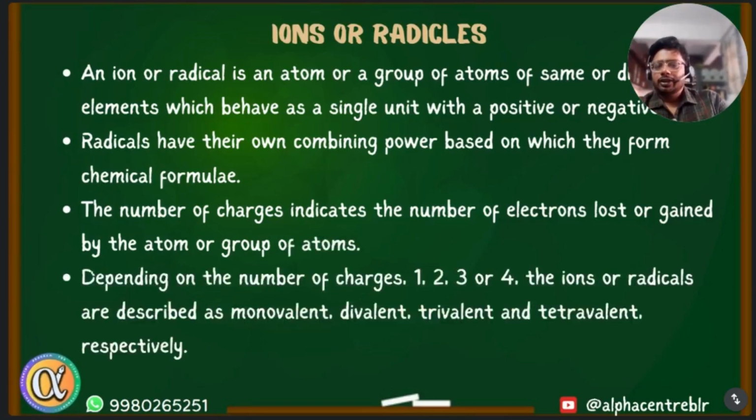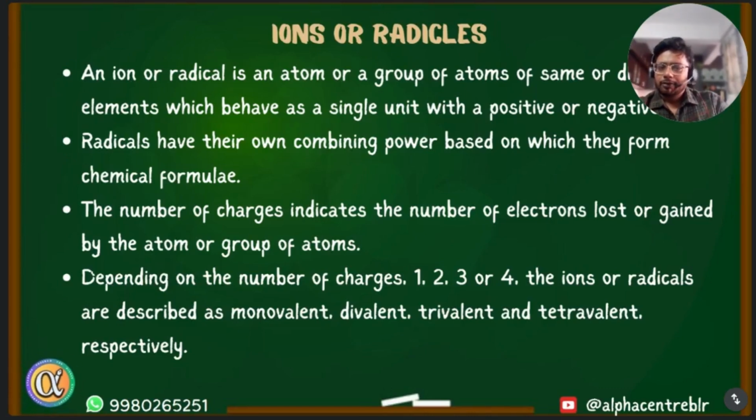Next, ions or radicals. An ion or radical is an atom or a group of atoms of the same or different elements, with positive or negative charge. It can be a single atom or a group of atoms which together have a single charge, a single unit of charge.